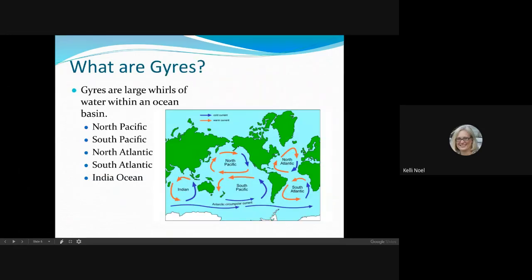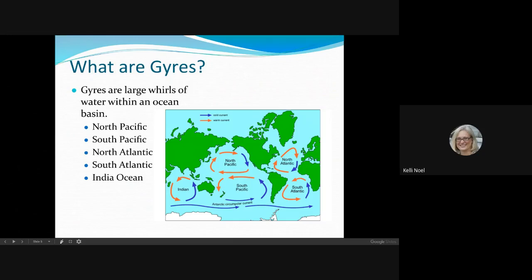Gyres. I don't know how to say that. Gyres, I think. No, we don't need to look it up. Gyres are large whirls of water within the ocean basin.